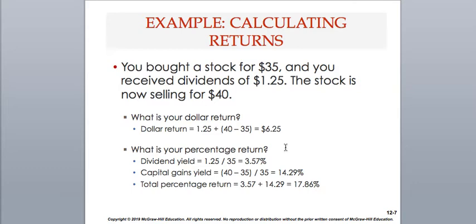Well, if you calculate your dividend yield, and remember, your dividend yield is your dividend over the price. So you see here that is equal to $1.25 divided by 35, which is 3.57%. Your capital gains yield would be equal to, as you just saw, your selling price minus your purchase price of $35 divided by 35, which is equal to 14.29%. So your total percentage return is 3.57 plus 14.29, which is equal to 17.86%.